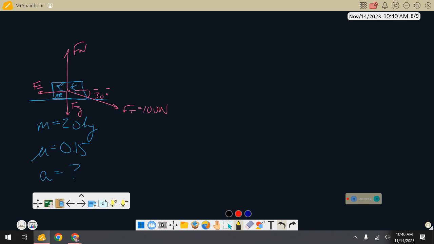Sure. Now, I'm going to warn you ahead of time that that's actually not going to work out, but I do want to start there because you don't know that. You're just looking for the answer, and this is not a bad place to start at all. So, what are the sum of forces in the X? FTX minus FF. Agreed.